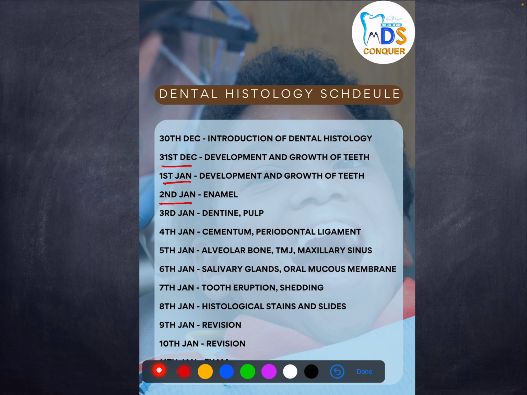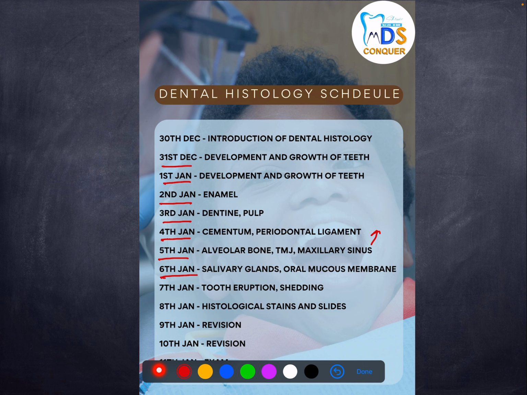Okay, on 2nd and 3rd Jan, I want you to go ahead with the dentin and pulp. Followed by 4th, I want you to focus more on periodontal aspects, that is your cementum, periodontal ligament, and fifth, alveolar bone and maxillary sinus. Maxillary sinus, yes, of course, in your general anatomy, again your maxillary sinus will be covered.